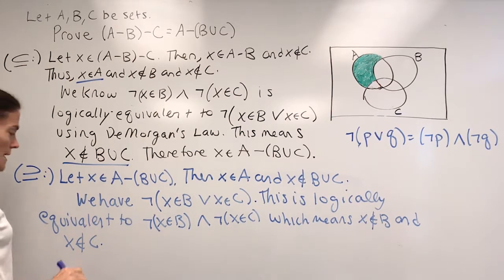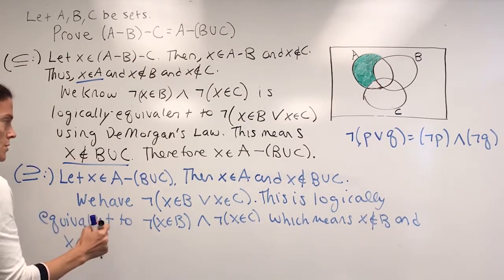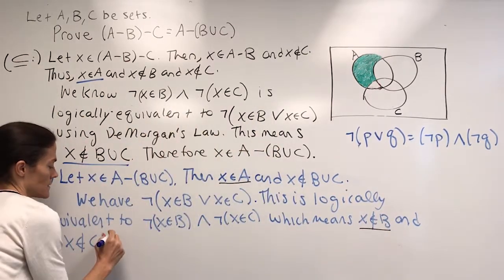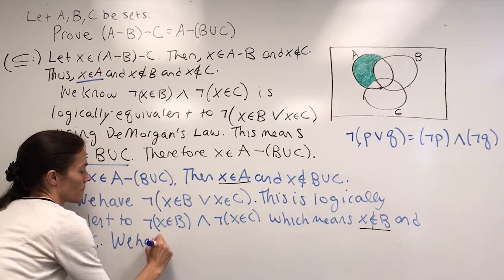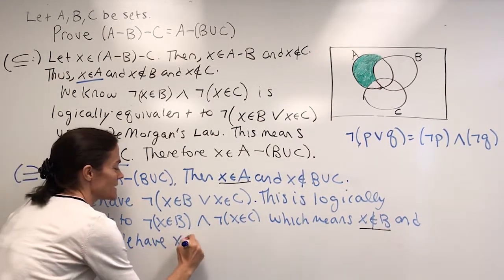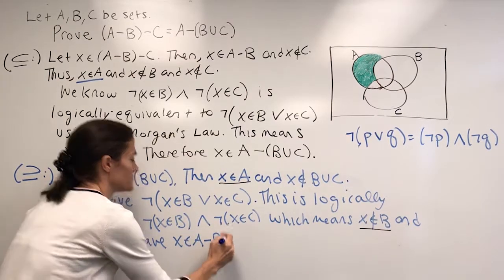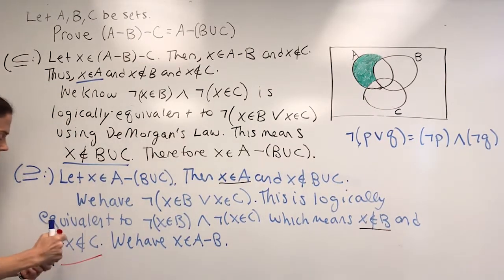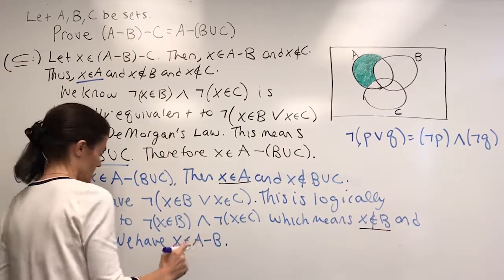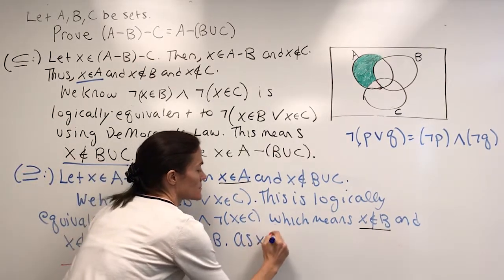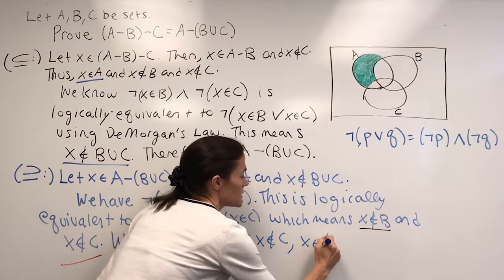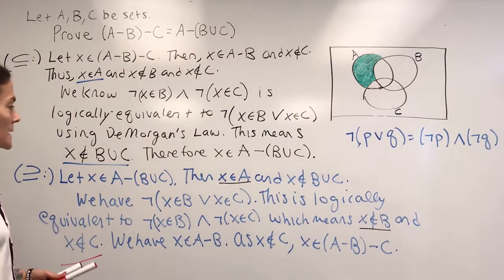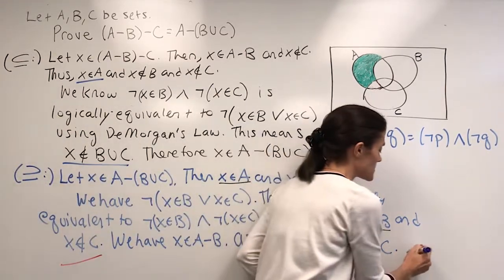Okay? So now let's put everything together. We have X is in A. We have X is not in B. This means X is in A minus B. Now one more. Let me add a color. X is not in C. X is in A minus B minus C. And this direction is complete. Okay? I'll put a little box.